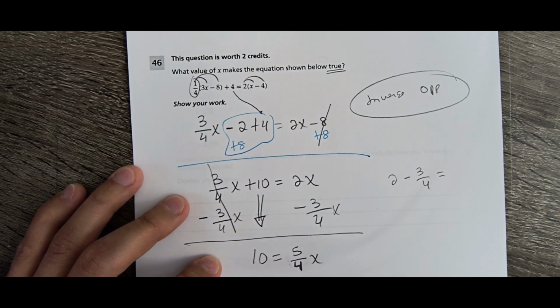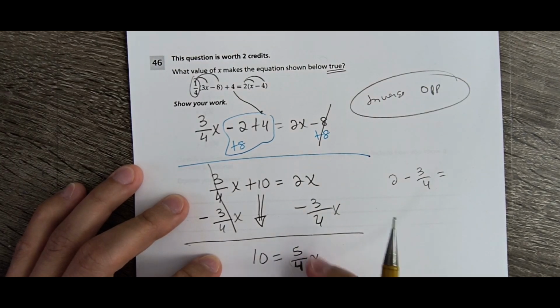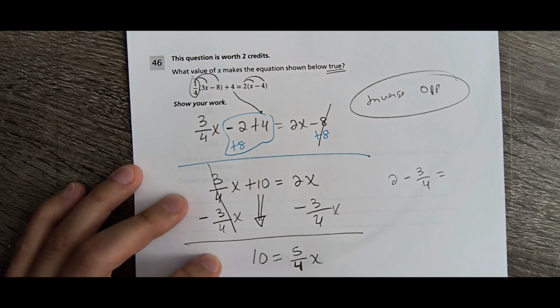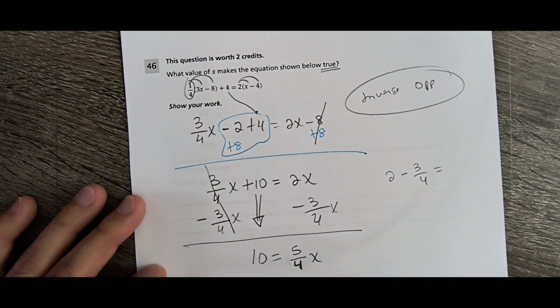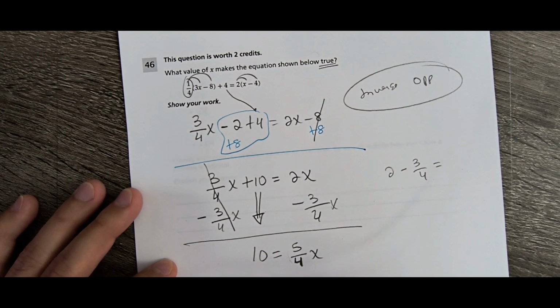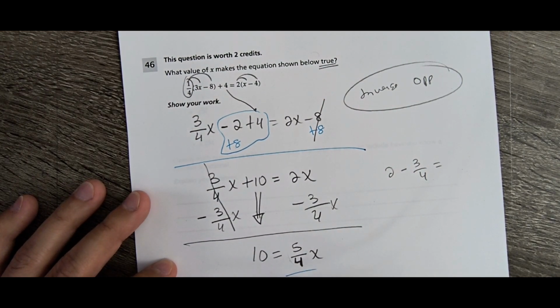I need to divide by this fraction on both sides so that I can get my answer and therefore finish and solve the problem. So 5 divided by 4, the same thing here, 5 divided by 4, and I will continue.